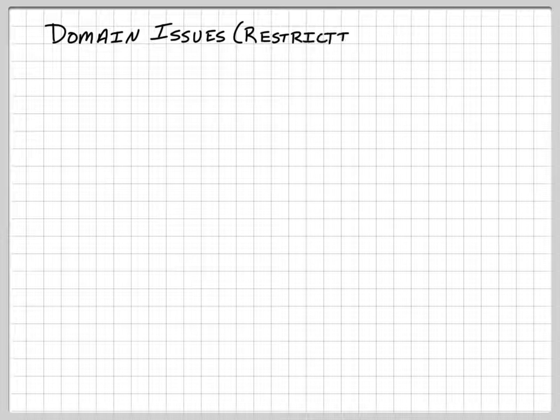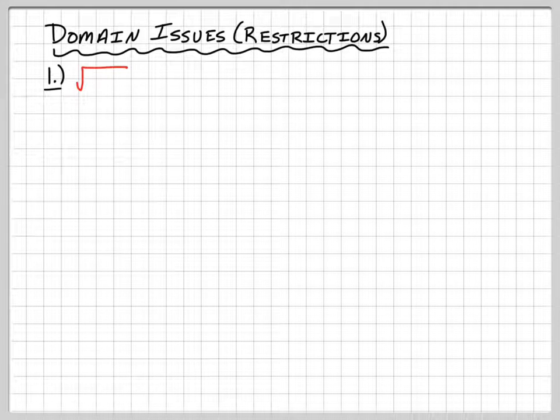Okay, so let's talk about some domain issues, some problems we might have, otherwise known as restrictions. The first issue that will cause us grief and problems: square roots.